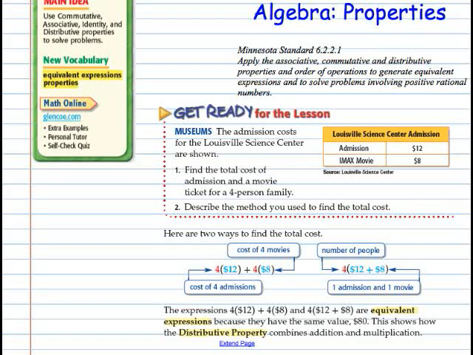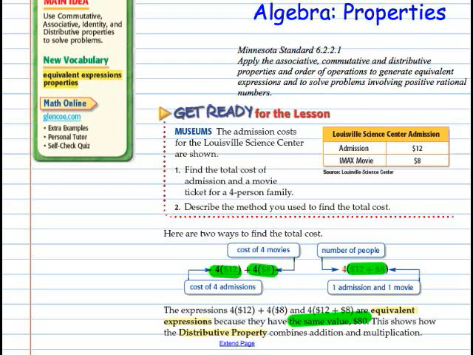Well, they use 2 methods down here. In method number 1, you can see that they multiplied 4 times 12, which is the cost of the admission, and then they multiplied 4 times 8, which is the cost of the movie. In the second example, they added the 12 and the 8, which is the cost for 1 admission and 1 movie, and then multiplied that by 4. These are what we call equivalent expressions, which means they have the same value, which is $80.